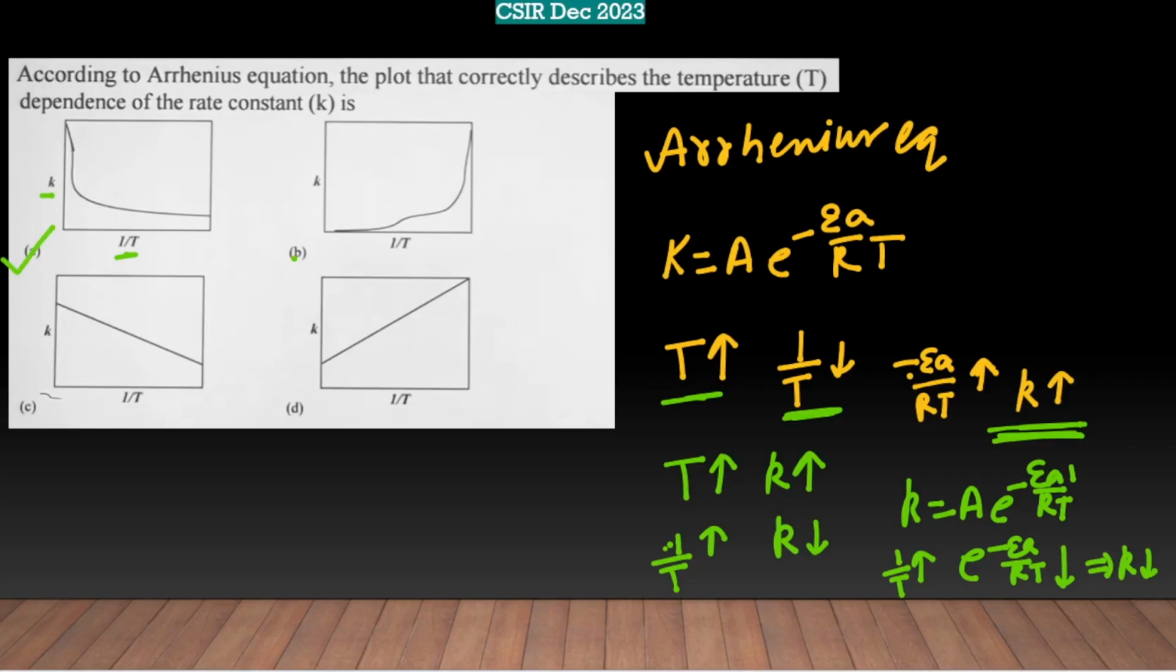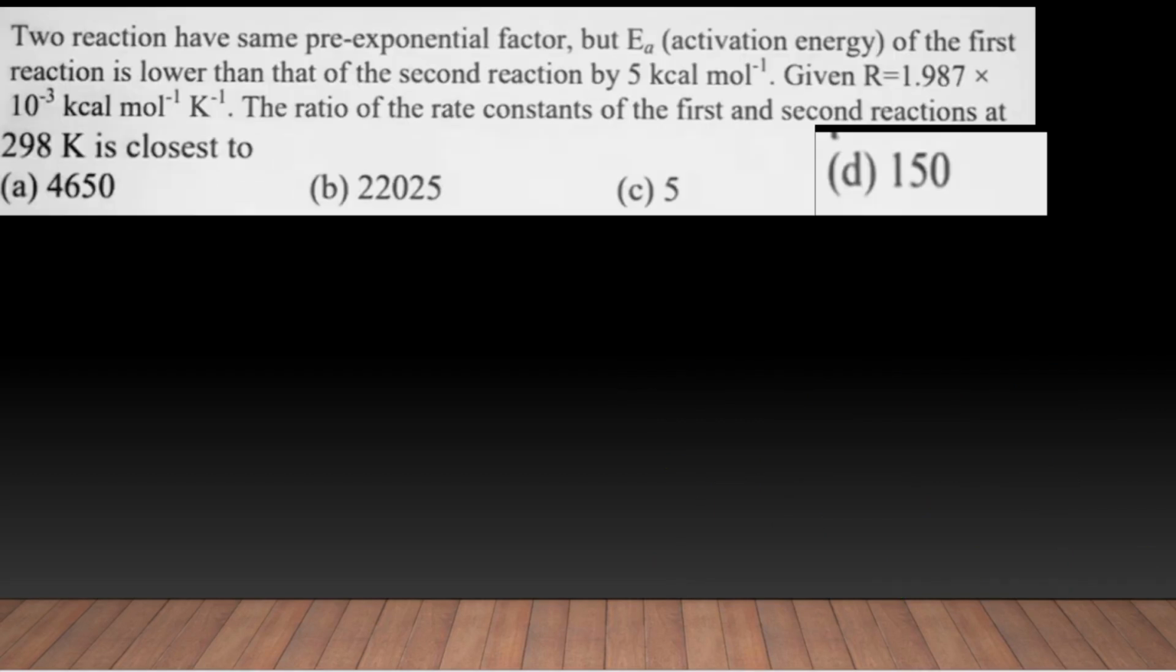So make sure it is K versus 1 by T and not K versus T. With the increase in temperature, the rate constant is increasing, but with 1 by T it is going to decrease over here. Okay. Next is this question.